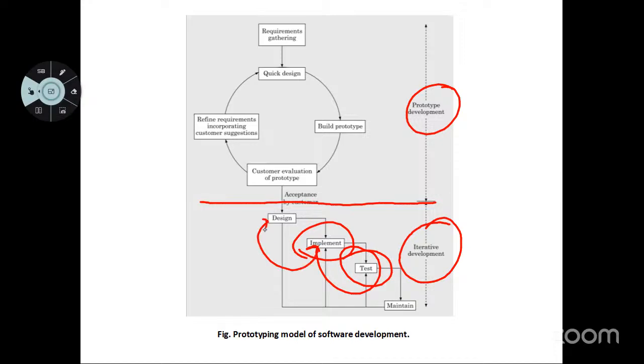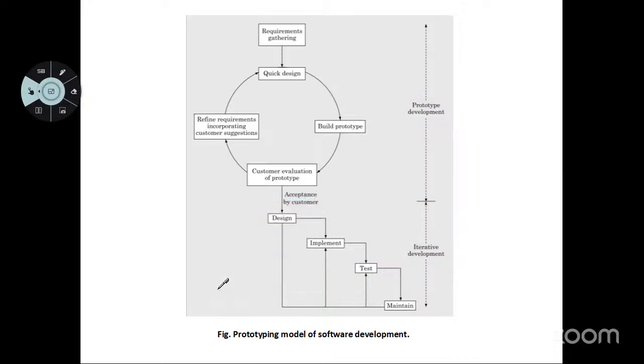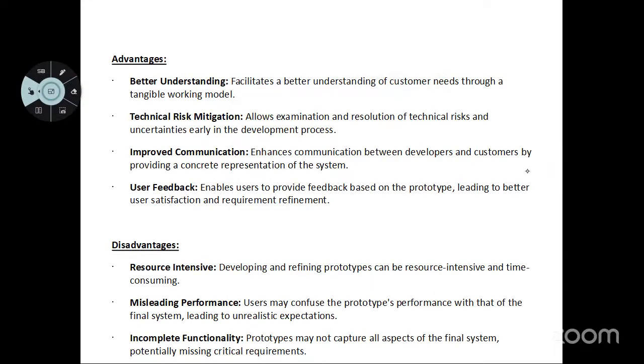Then you are going for your design. So whether we are having any issues with the design and all, we are going to check. If it is okay, then it is well and good. Otherwise, the process is going to iterate again. Okay. So this is what is going to be happening. So prototype development is the first part, and iterative development is your second.